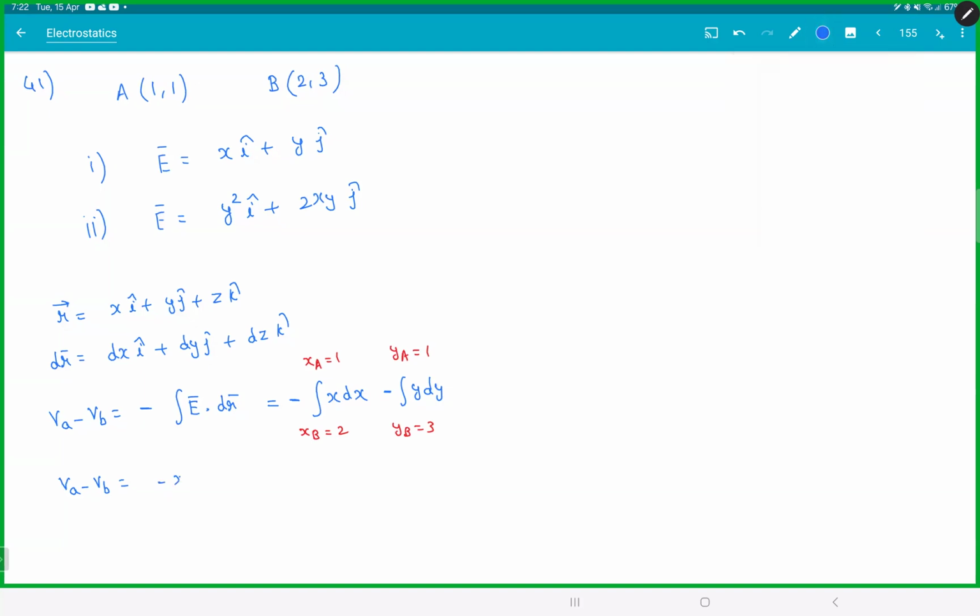So integrate this: minus x square by 2, limits 1 to 2, minus y square by 2, limits 1 to 3. That is 3 by 2, 8 by 2, 11 by 2 volts. That's how we do this. Clear, everyone? There'll be two answers, 11 by 2 and minus 11 by 2, so we have to be careful with the limits. Same thing, if I do the B part, then what will happen? Now can you try the B part? Try. I'll give you a minute.